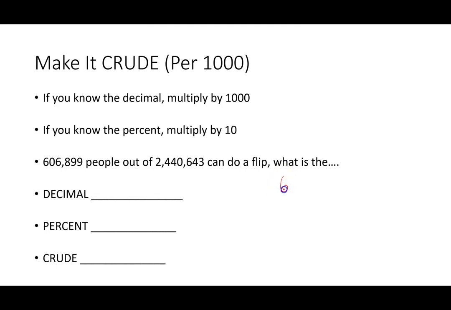So this time I have 606,899 out of a grand total of 2,440,643 people that can do a flip. That is going to give me a decimal value of 0.2486. Now we know how to turn that into a percentage. That's pretty easy. We're just going to move it over 2 places or multiply it by 100.